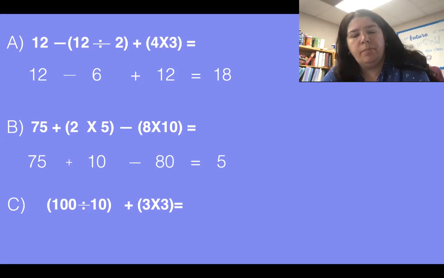Let's do one more. Now, in this case, everything is put into parentheses. So there's 2 sets. We'll start with the first one. 100 divided by 10 equals 10. 3 times 3 equals 9. And then we bring down the plus sign. And then we bring down the equal sign. And 10 plus 9 equals 19. Very, very good. Excellent. So remember our key rule, just do the parentheses first.